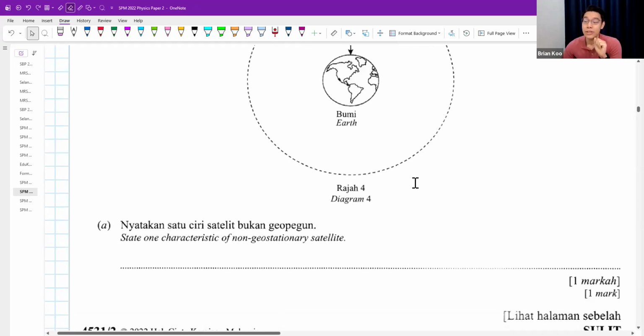For example, geostationary has to be a 24 hours orbital period. This one, it can be longer or shorter than 24 hours. That's one of the easiest, right? Or geostationary is always above the same geographical location. This one, I would say always above different geographical locations.